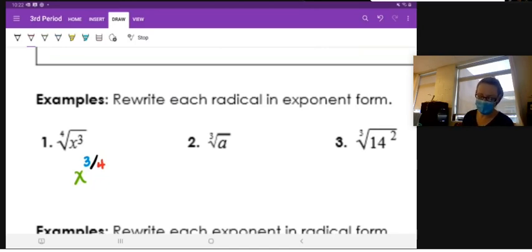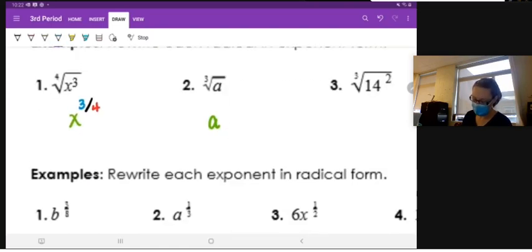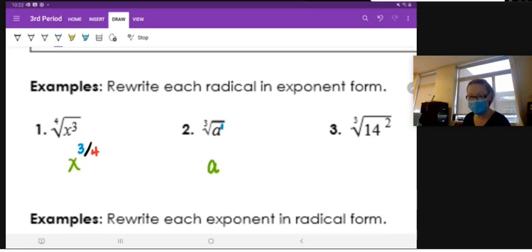For problem 2, we write our base and its exponent. What is the exponent of A? 1, very good. It's not written here, but there's a 1. Wherever you don't have an exponent, you can just put a 1 there. So this is A to the 1 over 3.